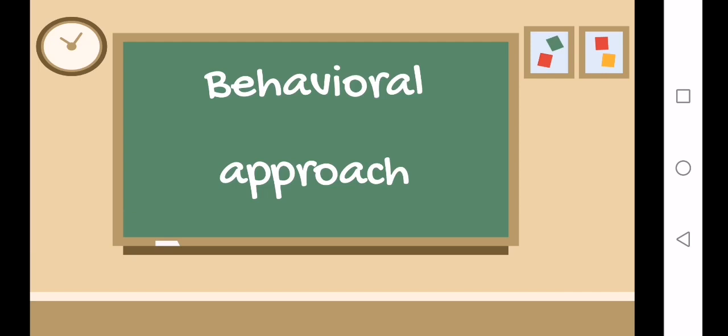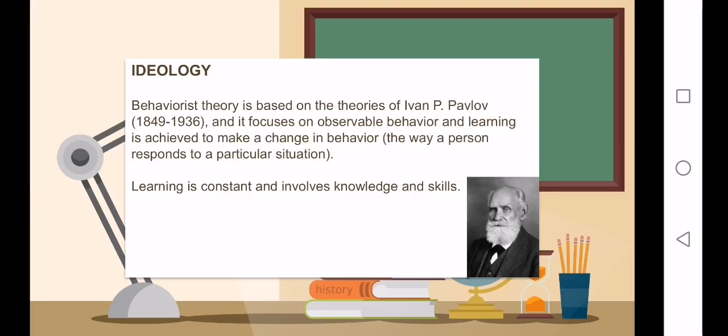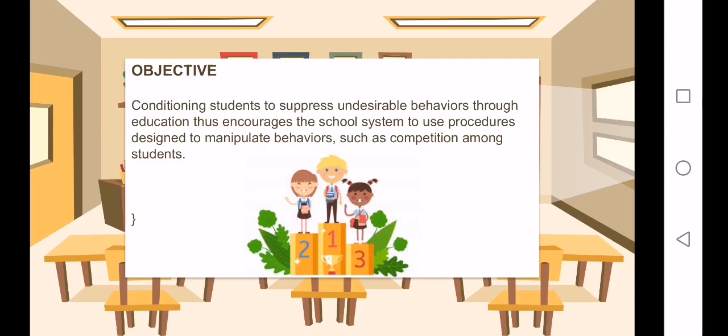So our last approach, behavioral approach. Ideology. Behaviorist theory is based on the theories of Ivan Pavlov, and it focuses on observable behavior, and learning is achieved to make a change in behavior, like the way a person responds to a particular situation. The learning is constant and involves knowledge and skills.